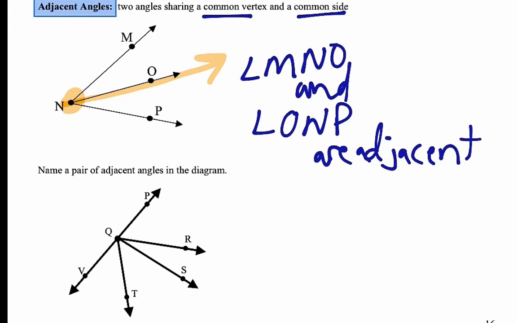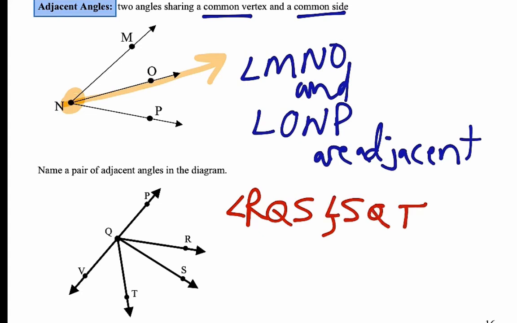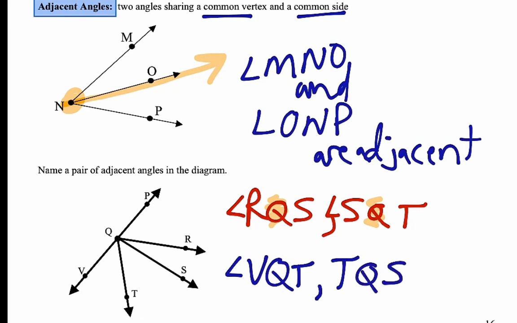So in our next diagram here, let's see if we can name a pair of adjacent angles. Angle RQS would be adjacent to angle SQT. So notice that when they are adjacent, they'll always have the same middle letter because they should have the same or shared point. So that would be one set of adjacent angles. You could also say angle VQT would be adjacent to angle TQS. Again, they both share Q and they both use this middle ray of QT.